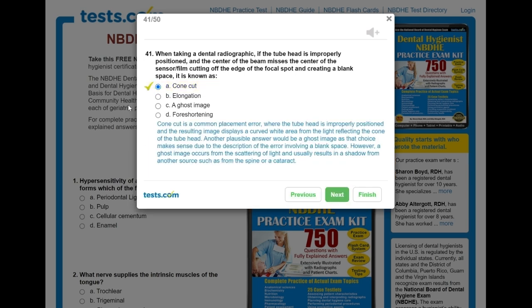A. Cone cut. Cone cut is a common placement error, where the tube head is improperly positioned and the resulting image displays a curved white area from the light reflecting the cone of the tube head. Another plausible answer would be a ghost image, as that choice makes sense due to the description of the error involving a blank space. However, a ghost image occurs from the scattering of light and usually results in a shadow from another source, such as from the spine or a cataract.